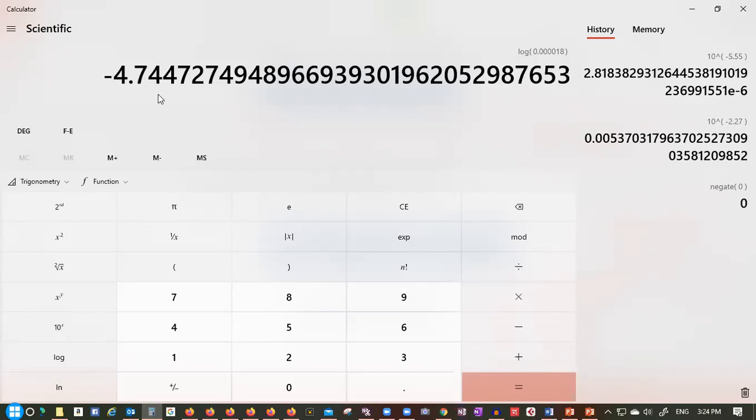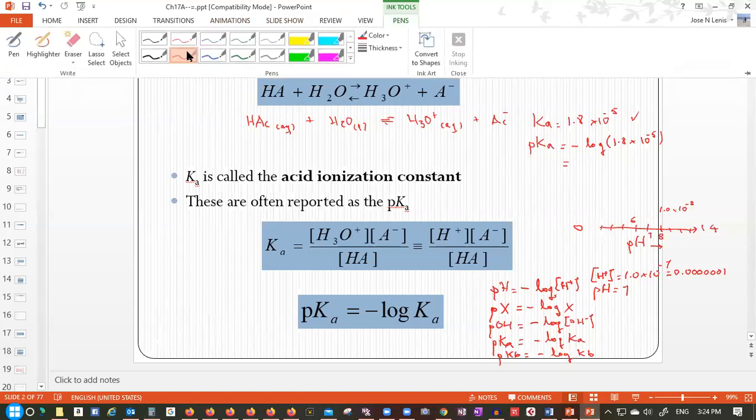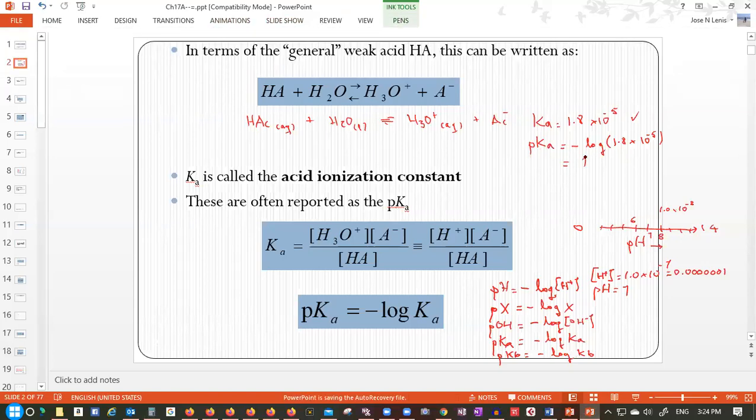Usually we work with 3 significant figures. So we can leave it 4.74. And that will be the answer. That will be 4.74. So you see, it's more convenient sometimes saying, okay, pKa is 4.74.